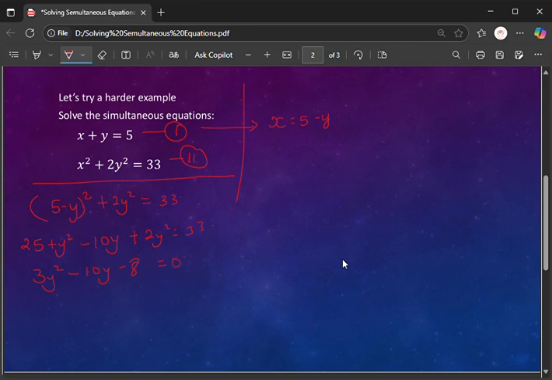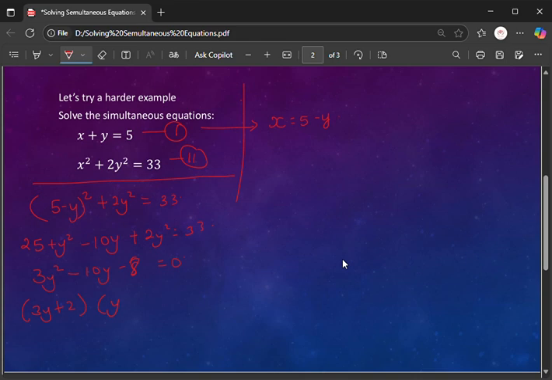So this is a quadratic, which we can solve using one of the methods above, but I would prefer we use factorization. And doing factorization, we can now get (3y plus 2).